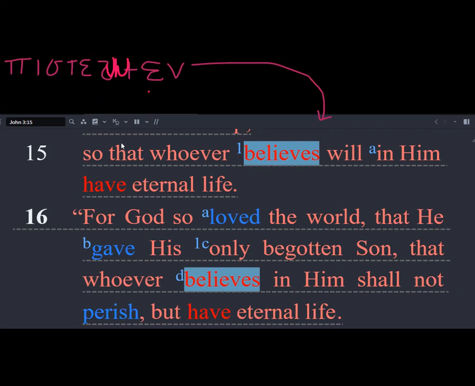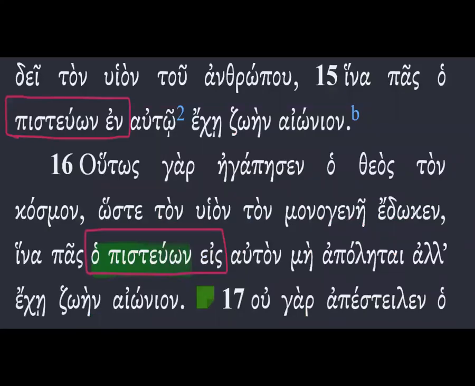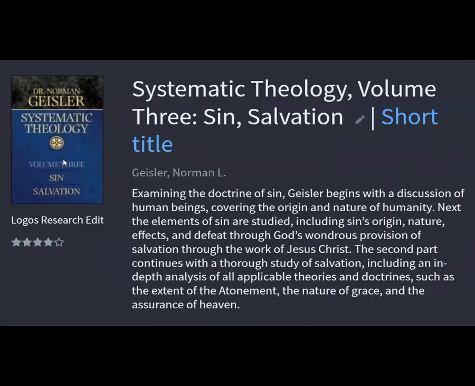Because if you say pisteuo in is not for salvation, then this statement that clarifies verse 15 would not be for salvation too, which most people, I would say all people, disagree with. All right, so here's the Greek, pisteuon and hapisteuon eis. So participles in both places.